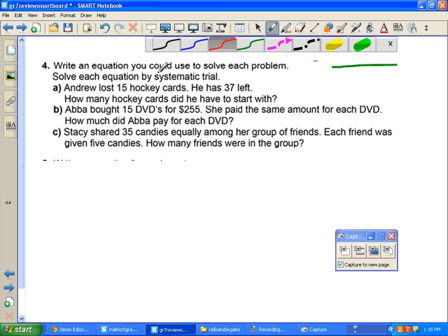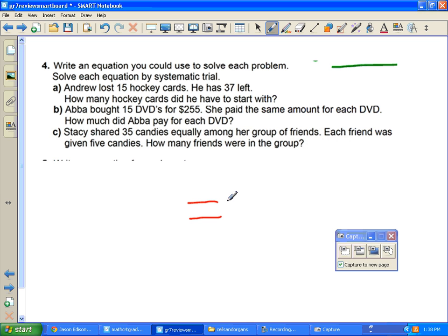Looking at this first one, it says, Andrew lost 15 hockey cards. He has 37 left. Whenever you hear left, or how many he has in total, you're going to end up with the answer being that. So that's how many he has left. When you say lost 15, it's going to be take away 15. So whatever number he had to start with will be your letter. Whatever he had to start with, then he lost 15, and he ends up with 37 left.